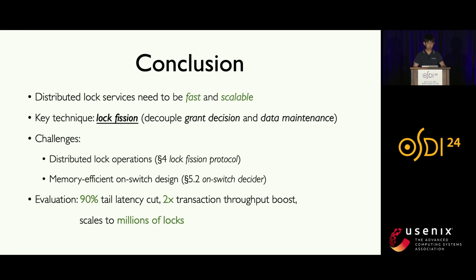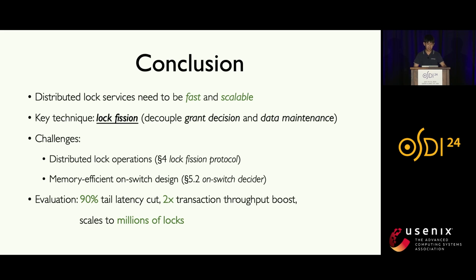Okay, so to conclude, distributed lock services need to be fast and scalable. To achieve these goals, we propose a key technique called lock fission, which decouples the lock acquisition process into grant decision and data maintenance phases. In realizing the lock fission idea, we met challenges about distributed lock operations and how to design the on-switch decider in a memory-efficient manner. The details of this part can be found in the paper.